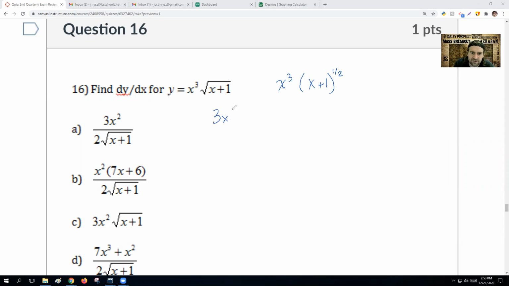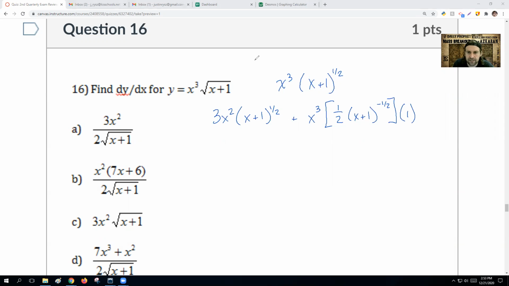So we'd have a 3x squared. We'll leave the (x + 1) to the 1/2 power alone. Plus, now we'll leave the x cubed alone, and we'll take the derivative of something to the 1/2 power. So that'd be 1/2 of that something to the negative 1/2 power, and we times by the derivative of the inside, which would just be 1.